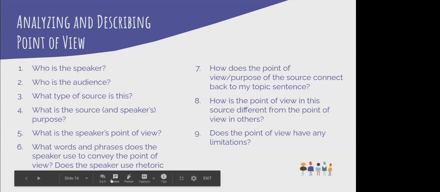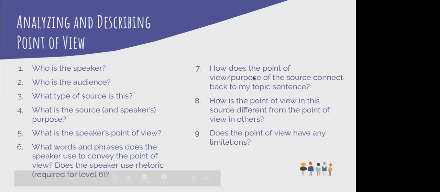So if I'm analyzing something, how do I make sure that whatever my topic sentence is in my analysis connects to the point of view of the story? How's the point of view in this source different from the point of view in others? So sometimes we're comparing and contrasting like we just did. Okay, we have third person omniscient versus third person limited. What would we change to get one to be the other, or vice versa?